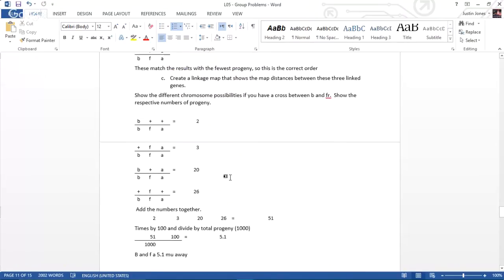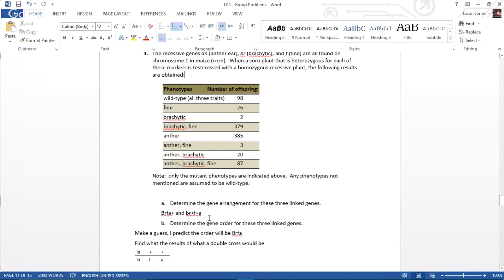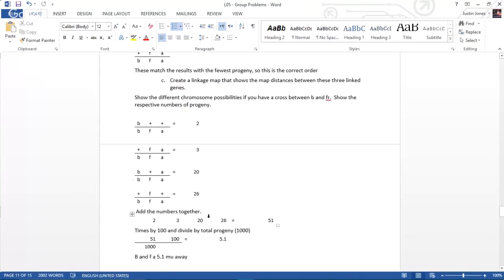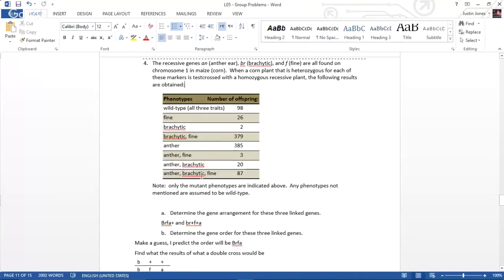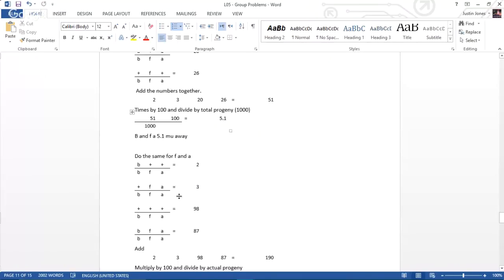Now we want a linkage map. So we can bring these across. These two are going to be the double crosses. That's 2 and 3. And we're going to put that in both of them. So now if we do another cross where basically the A is flopped from the double cross, and it's opposite, you're going to get 20 and 26. Add them all together, you get 51. There was 1,000 progeny there. So 51 divided by 1,000 times by 100, you're going to get 5.1 or 5.1 map units away.